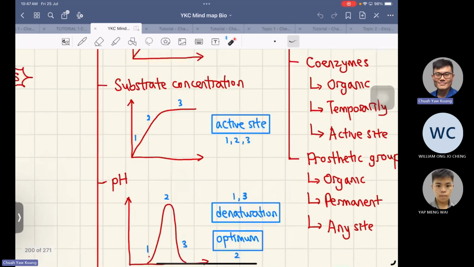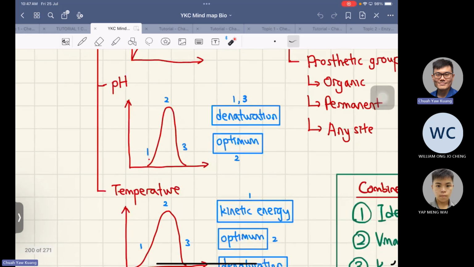For substrate concentration, same thing, 3 parts. How are you going to explain it? Same thing, you will explain it in terms of active site as well. Then for the pH graph, there will be part 1, part 2, and part 3. For part 1 and part 3, you will explain in terms of denaturation. For part 2, you will explain in terms of optimum pH.